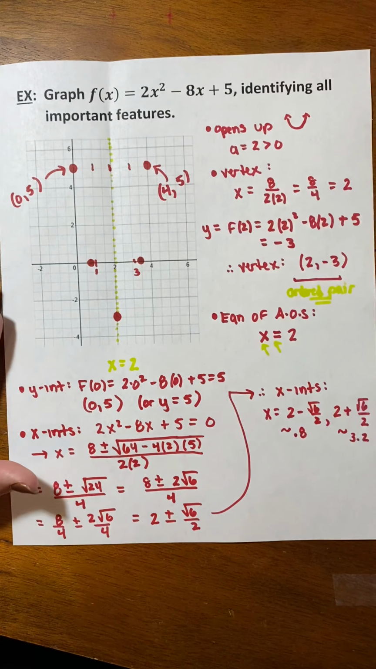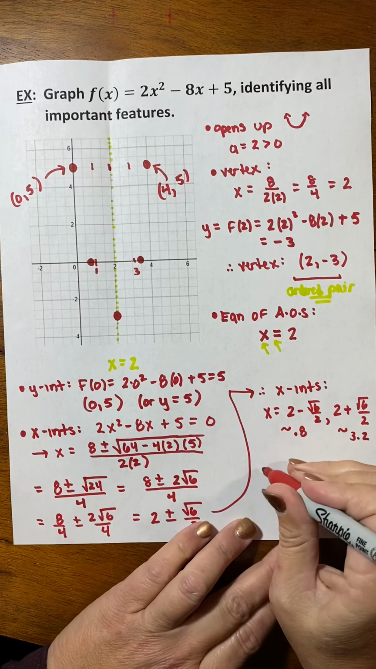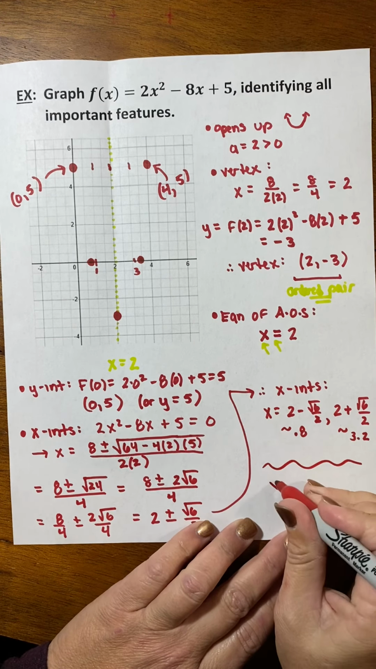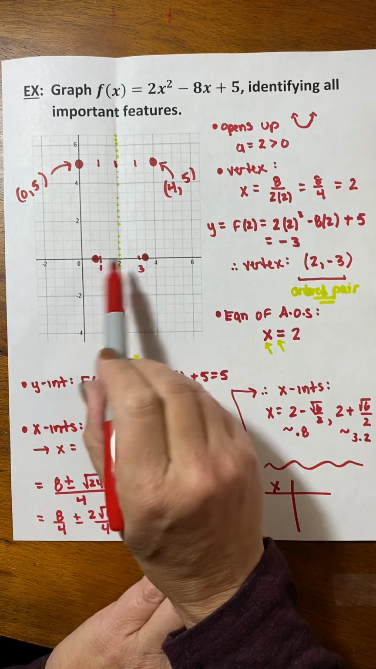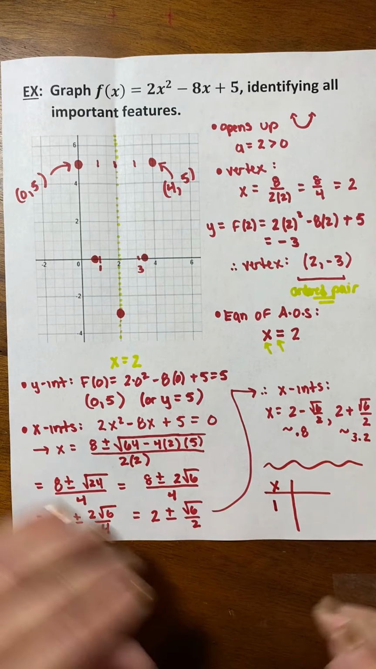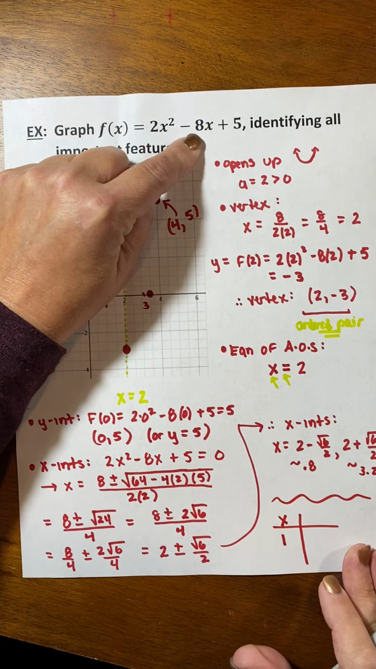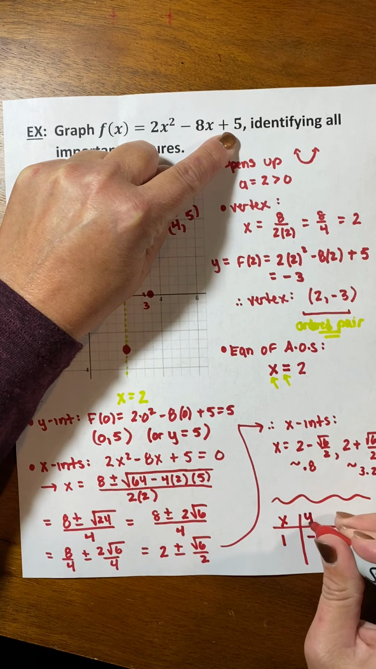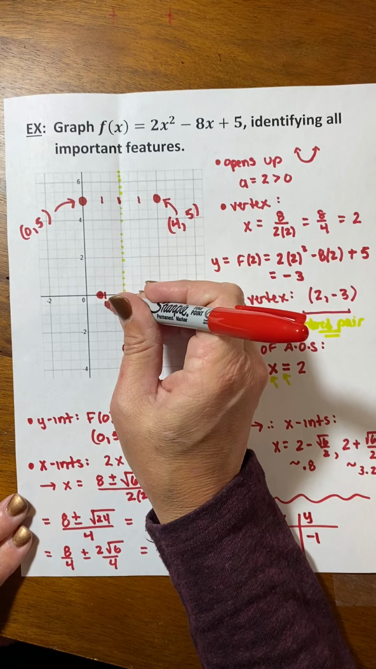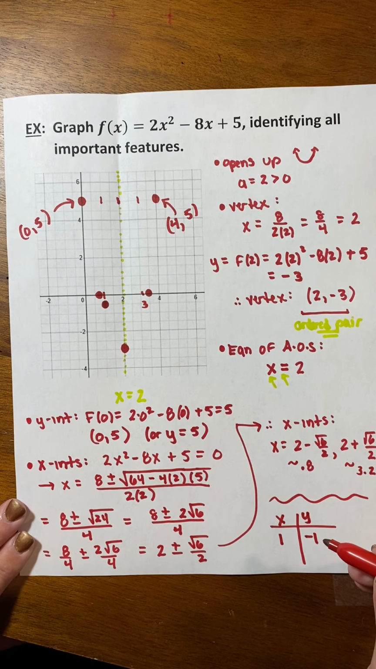And I'm going to draw, you can, if you want, graph a couple more points. Like, what if x is 1? So if x is 1, I'm going to go up here. I'm going to go 2 times 1 squared, it's just 2, minus 8, which would be negative 6, plus 5 is negative 1. So I know this goes to the point 1, negative 1, right there. So that would be another good point to draw.